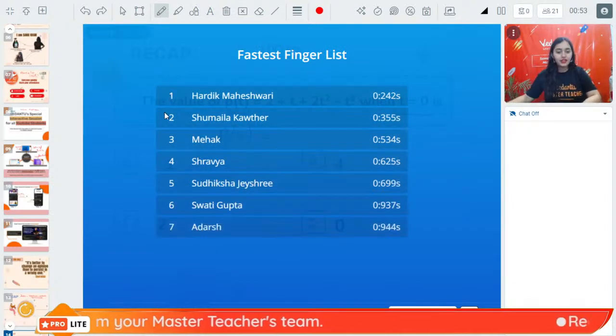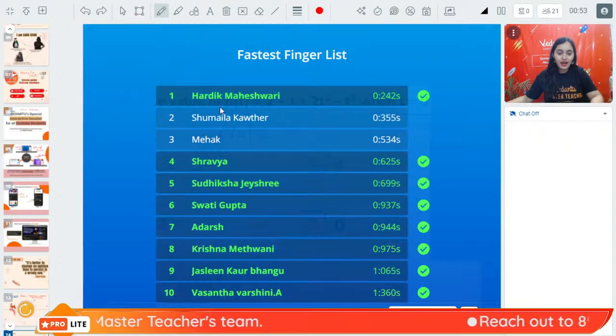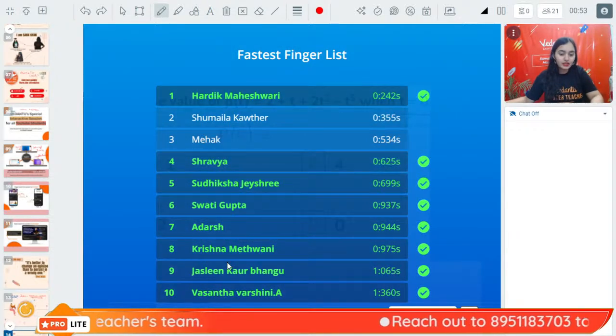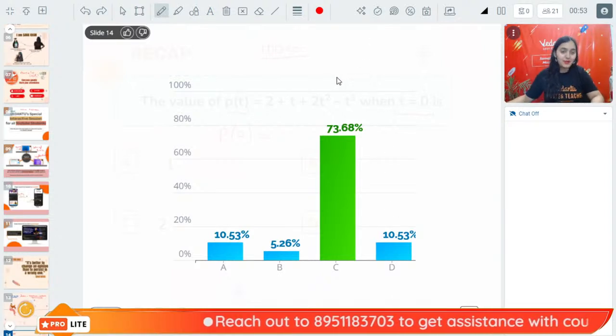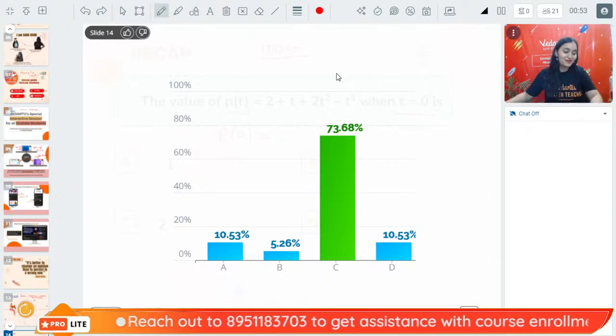On the fastest finger list, we have Hardik, Shravya, Sudhiksha, Swati, Adarsh, Krishna, Jasleen, and Vasant. Awesome! 73% right answer. Very good.